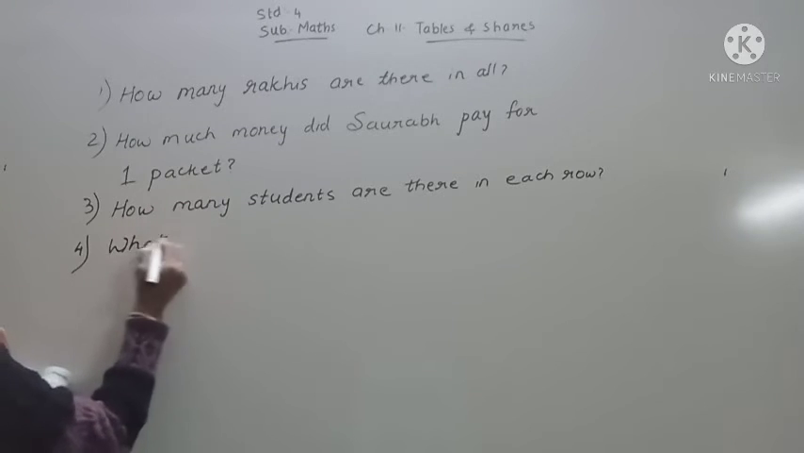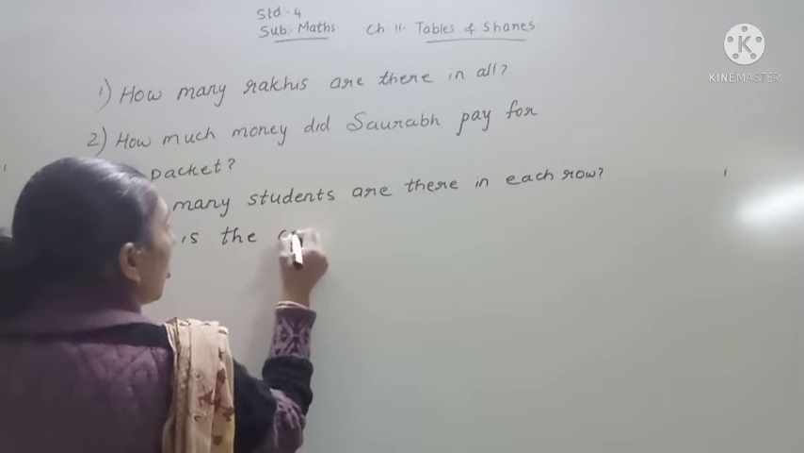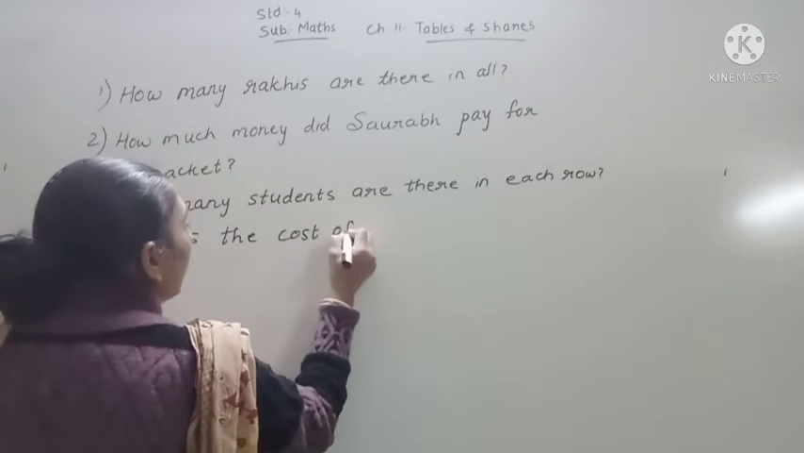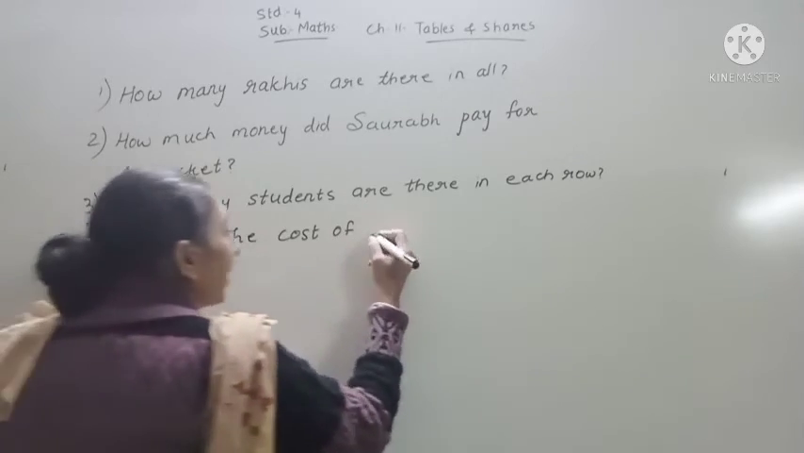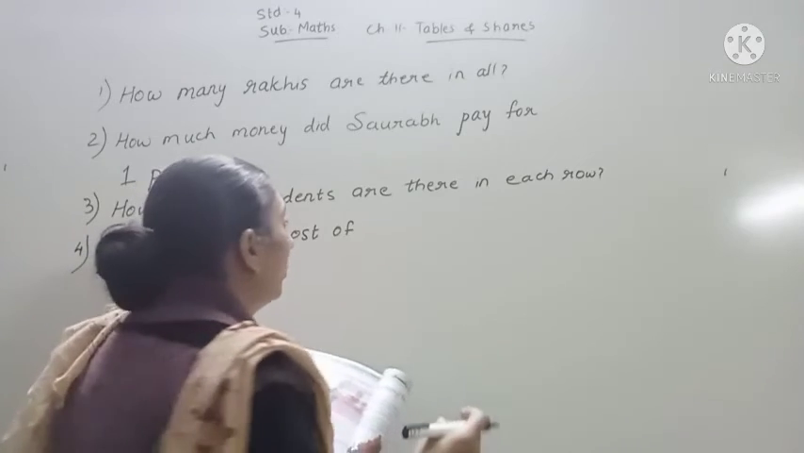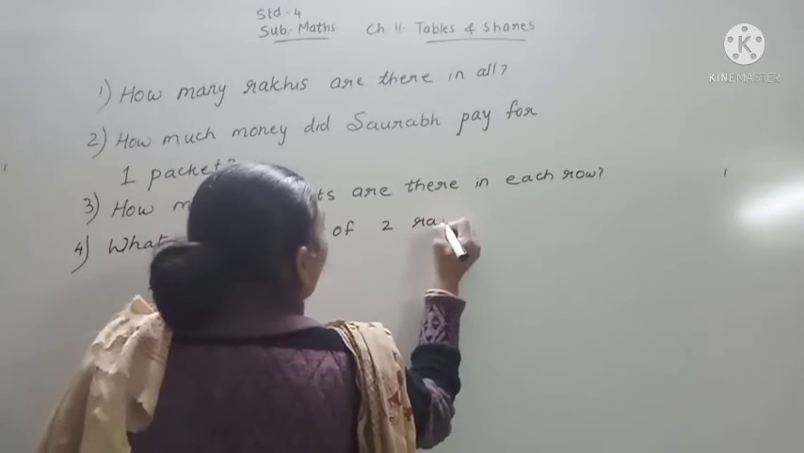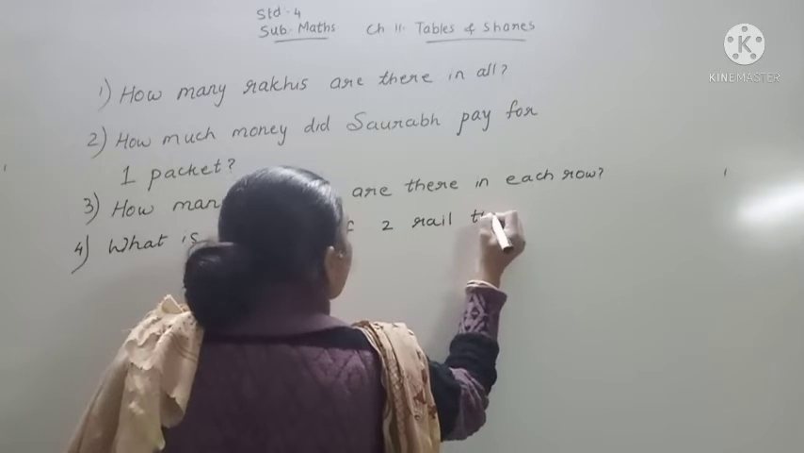What is the cost of, we can write any number, 2, 3 or all, 2 rail tickets?